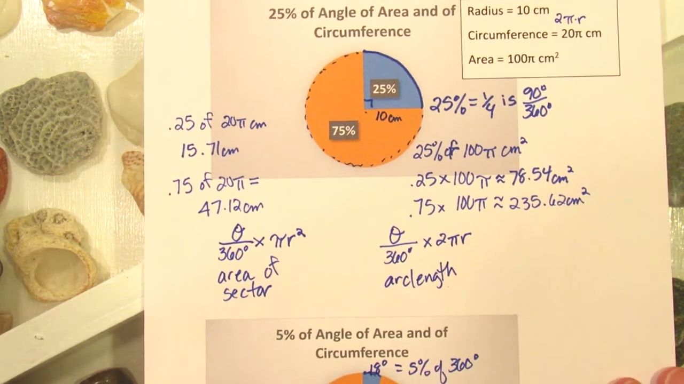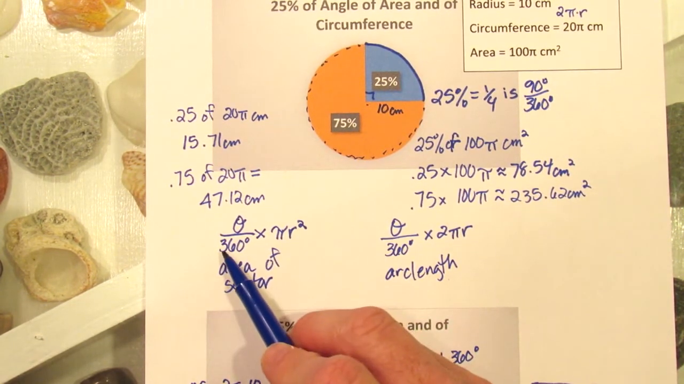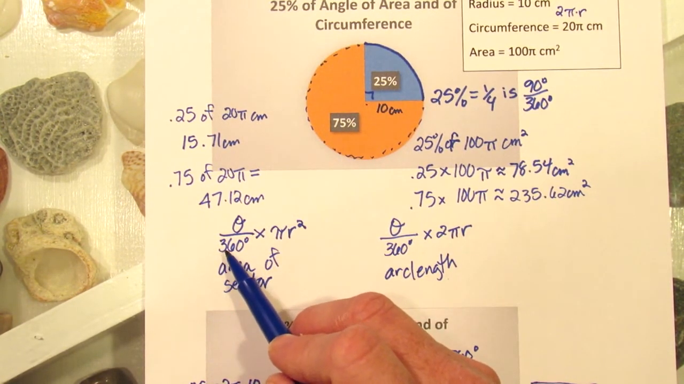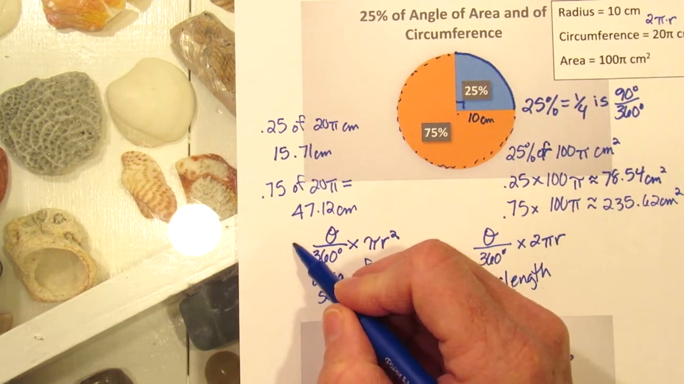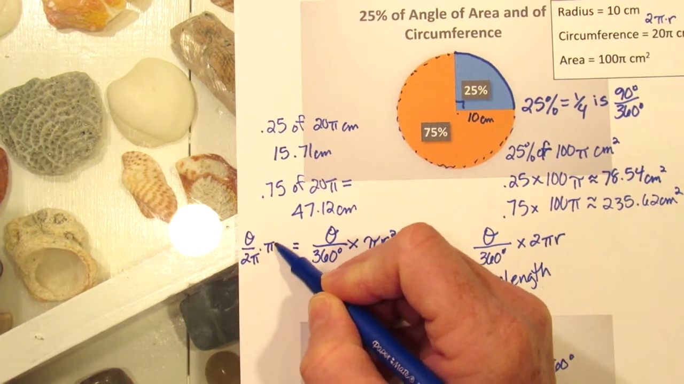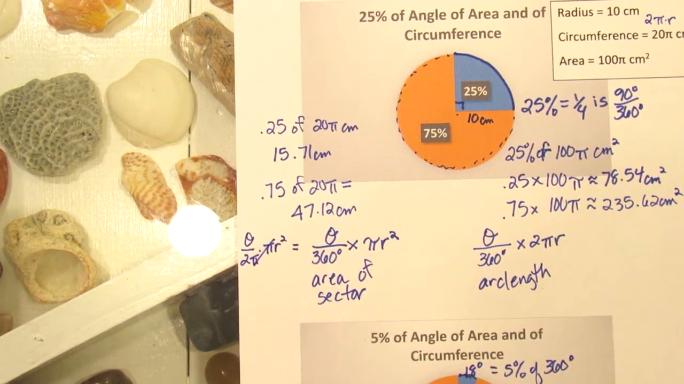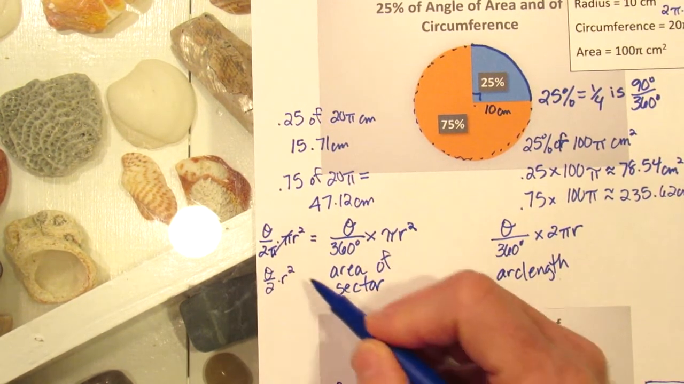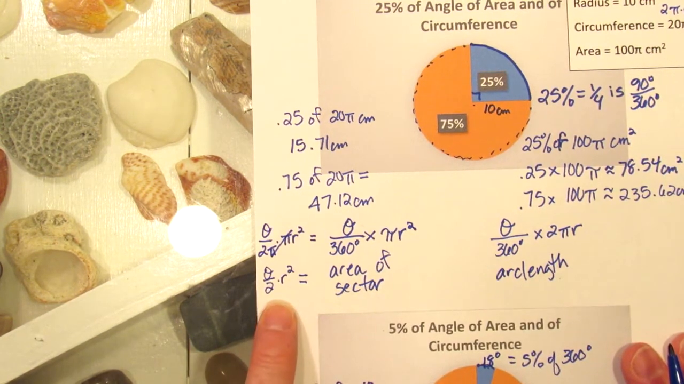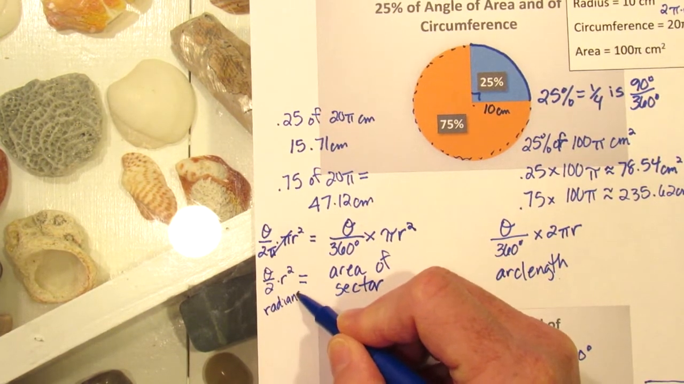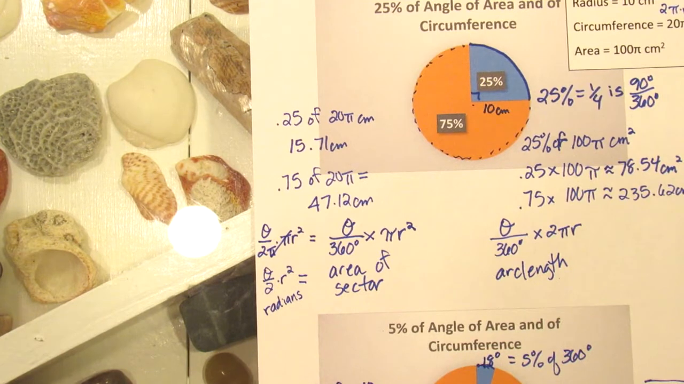If you're working in radians instead of degrees, then 2 pi radians make up a full rotation. And so this formula turns into theta over 2 pi times pi r squared. And notice the pi's cancel out. And so you get theta divided by 2 times radius squared. And you'll see that formula, but that assumes you're working with radians, not degrees. So don't use that if you're plugging in an angle in degrees.